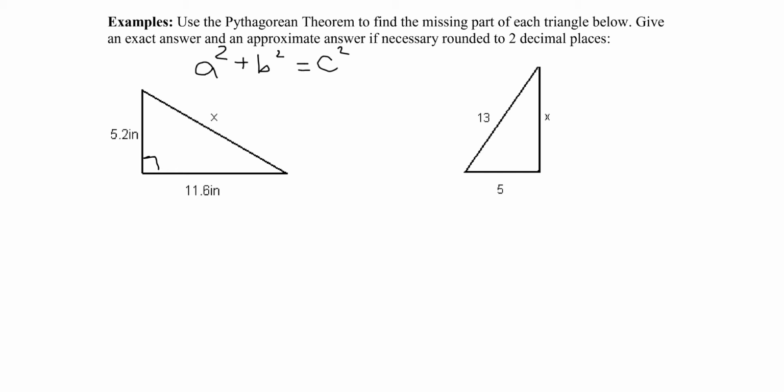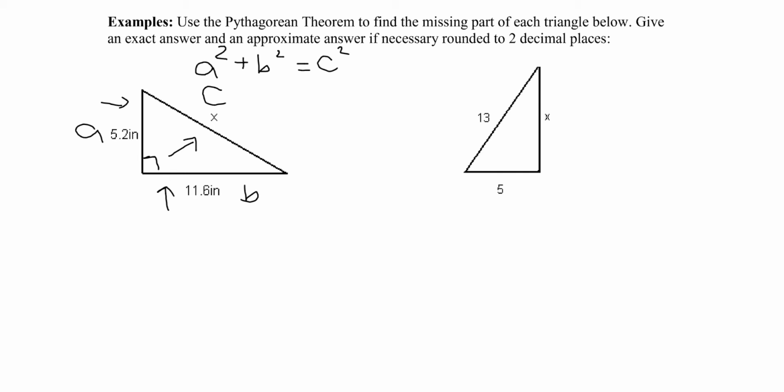Now remember, your legs are what make up the right angle in the right triangle. So here is a leg, here is a leg. It doesn't matter what you call A or B. I'll make that one A, I'll make that one B. And your hypotenuse is always the side that is opposite the right angle. It's always the longest side. So here, I want to find the hypotenuse. I want to find C.